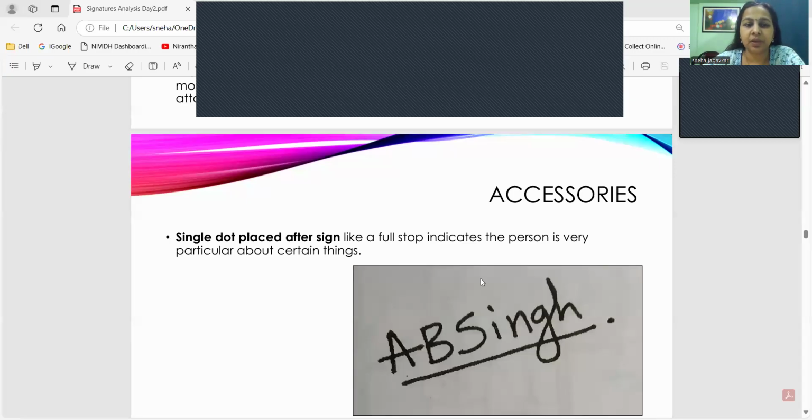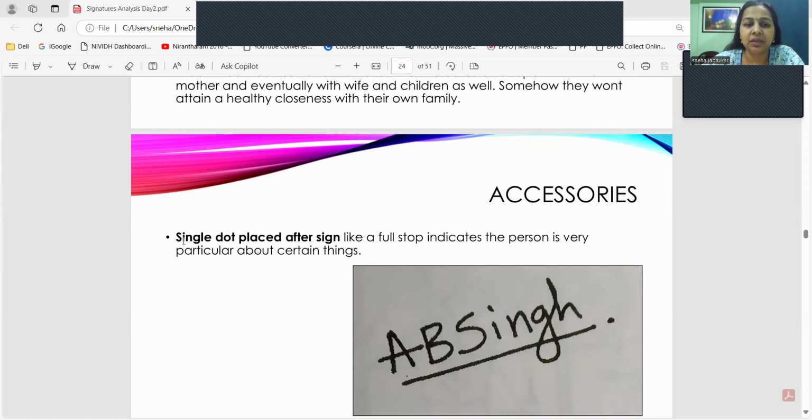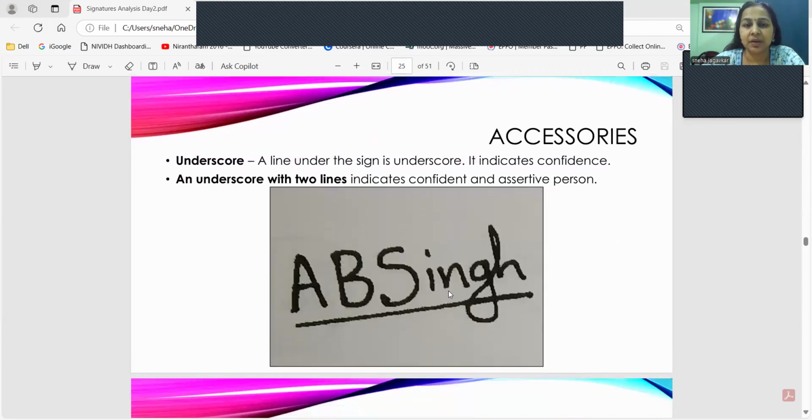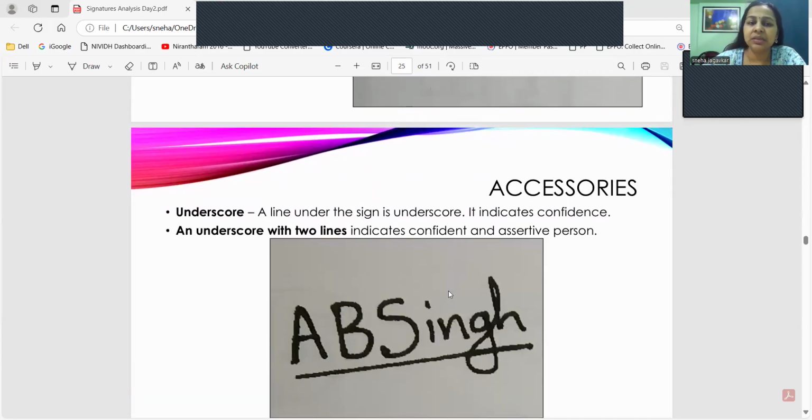Okay. So we had completed till here, that is a single dot placed after a sign, which means that the person is way too particular about certain things in their lives. Now comes the accessories part. So when I'm speaking about accessories, I'm going to speak about the underscore, the overscore, encircling for the signature, either full or partial, and many other aspects.